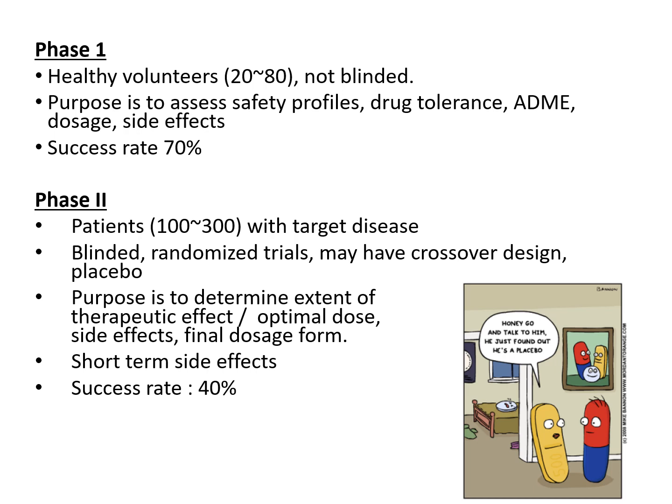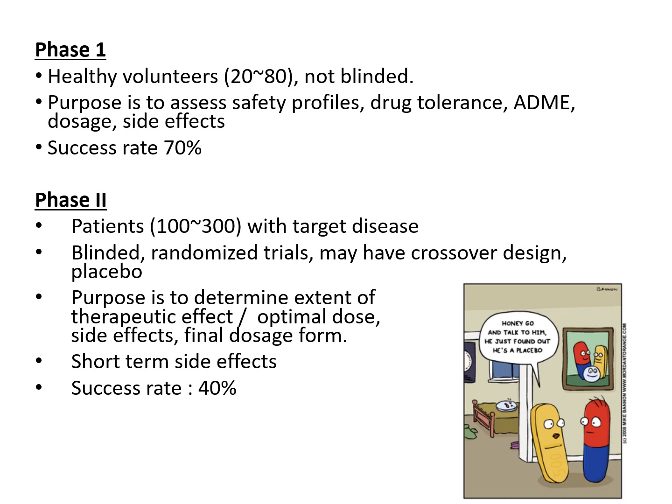Phase 2 trials involve about 100 to 300 patients with the target disease. These studies are typically double-blinded, randomized trials with placebo control. Some studies may employ a crossover design. I will explain what these terms double-blinded, randomized, placebo, crossover mean in a few slides ahead.